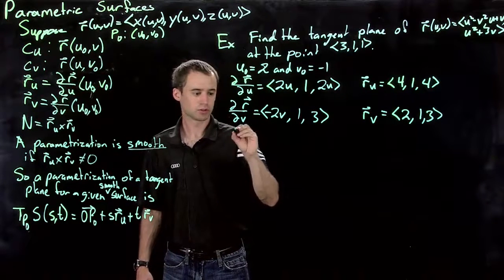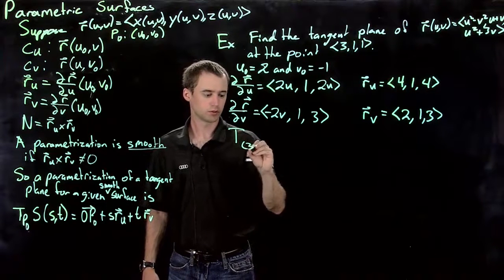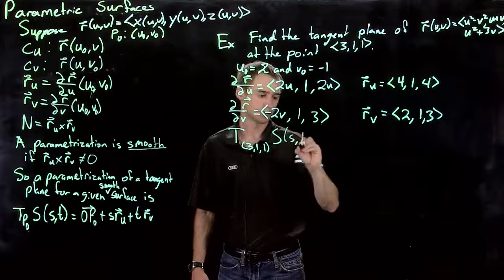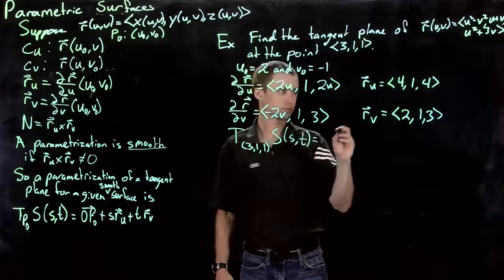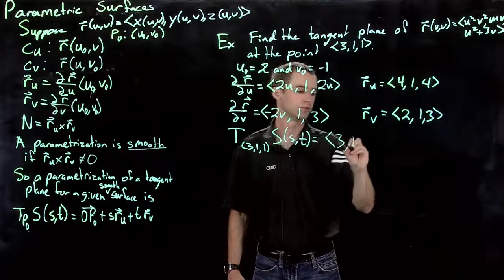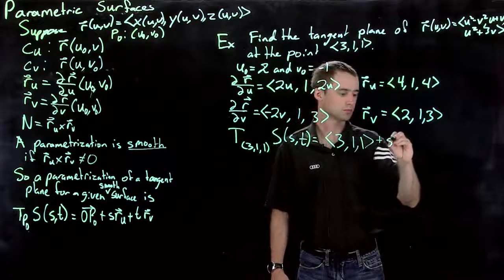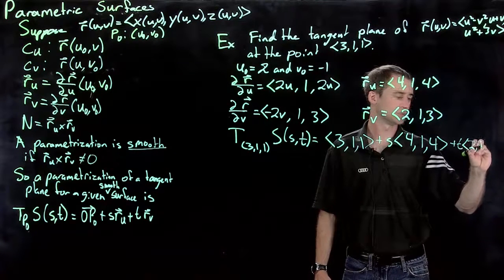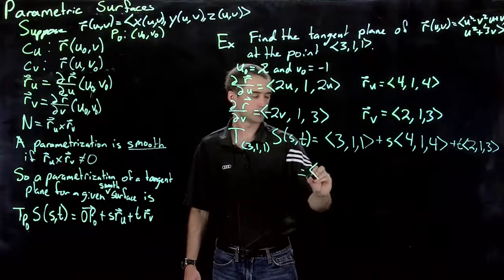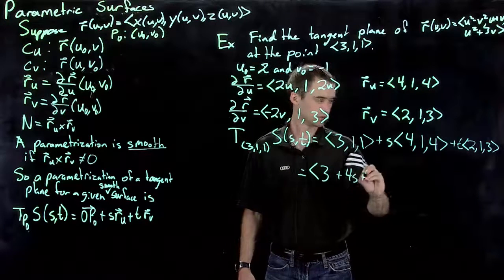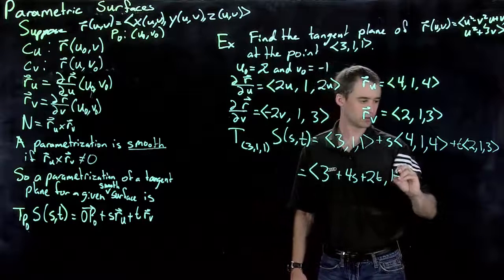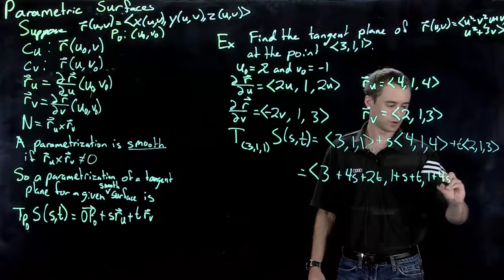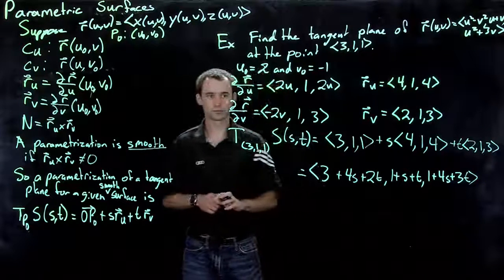So our parametrization T at the point (3, 1, 1) of s and t is our point (3, 1, 1) plus s times (4, 1, 4) plus t times (2, 1, 3). Or we can add this all together, have (3 plus 4s plus 2t, 1 plus s plus t, 1 plus 4s plus 3t). So that's it for this example, Brian.